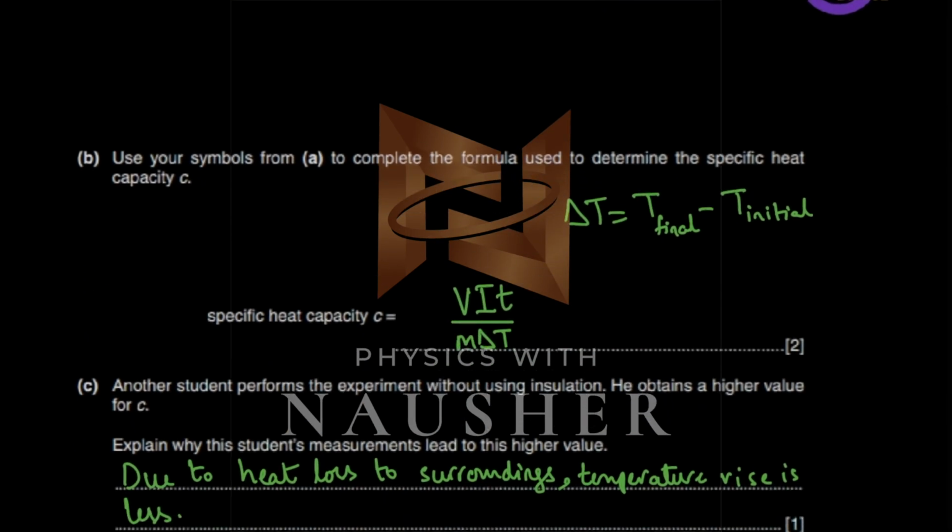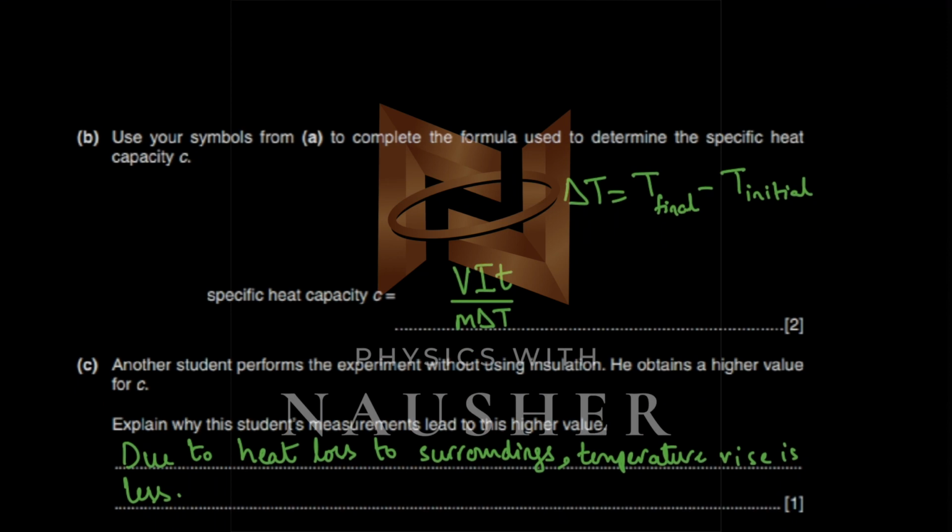Next, they're asking you for the formula that you use to find the specific heat capacity. The same formula that I wrote above, VIt over mΔT. You just have to make c the subject. And ΔT needs to be explained, that it's the final temperature minus the initial temperature.